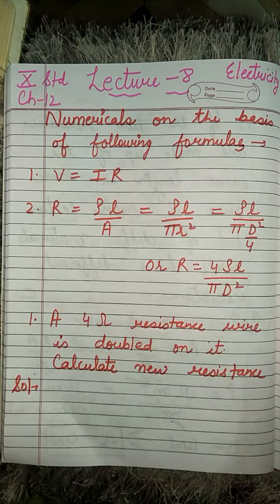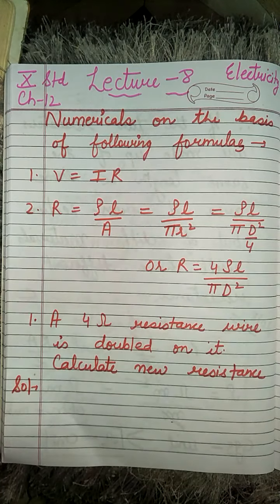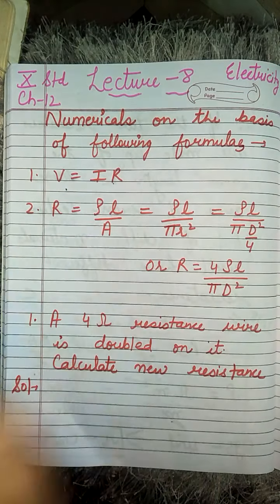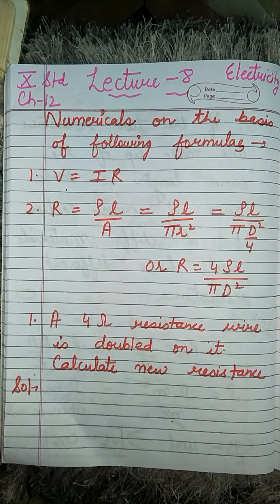Hello dear learners. Today we are on the 8th lecture of chapter electricity, and in today's lecture I am going to discuss with you some important numericals which are on the basis of the formula V is equal to IR and R is equal to rho L over A.